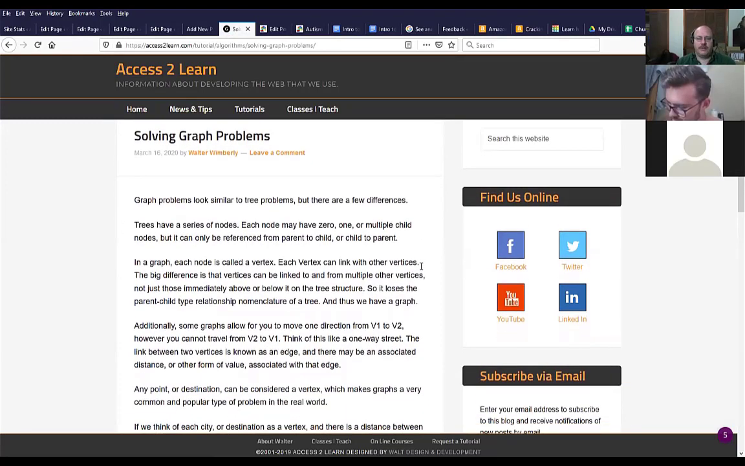Okay, solving graph problems. All right. So we're going to look, like I said, at graphs and what they do today. It is very similar to a tree, and also very different at the same time. So we're going to look at the similarities and some of the differences of what you can expect from a graph.